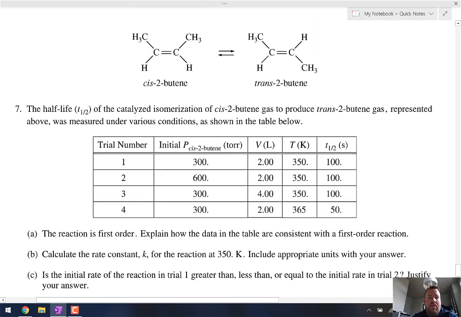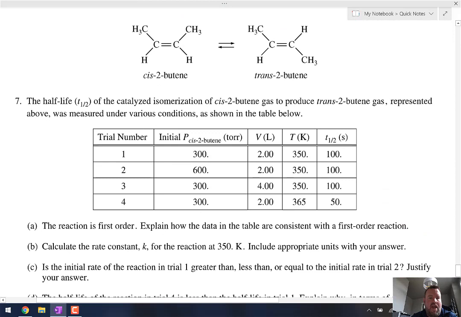Okay, and then the last one, question number 7, the half-life of the catalyzed isomerization of cis-2-butene gas. Again, you don't need to know what that means. Here's the reaction right here. That's all we need to know. Okay, to produce this trans-2-butene gas, that's some organic stuff there that you will learn in organic chemistry, was measured under various conditions shown in the table below.